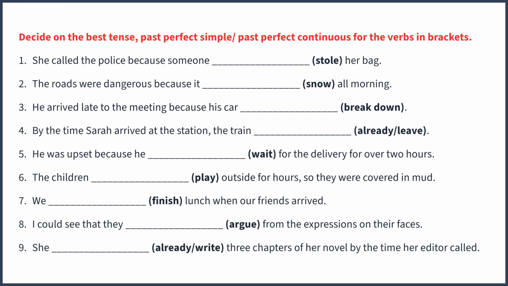Now it's practice time. Have a look at the following exercises and test your understanding of the 4 narrative tenses we have discussed so far. In this exercise, you have to choose the best option, either the past perfect simple or the past perfect continuous. Pause the video now if you'd like to do the exercise on your own. Exercise number 1, answers and comments.